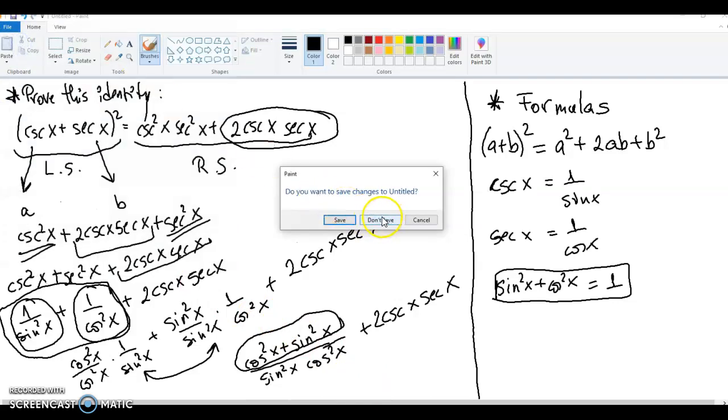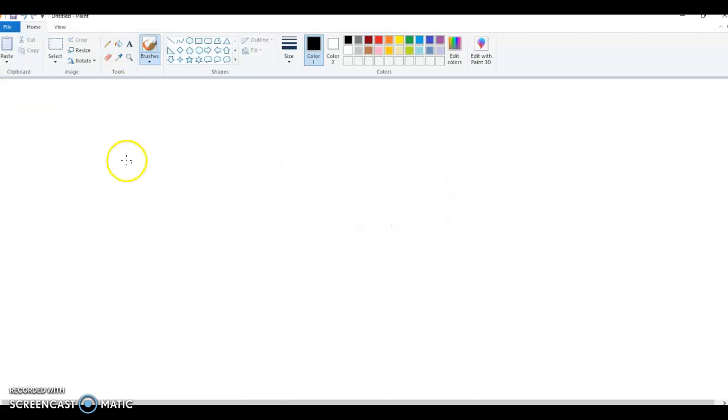So I'm going to continue with my left side. So I get 1 over sine squared of x cosine squared of x plus the second term, which I said we didn't touch, 2 cosecant of x times secant of x.